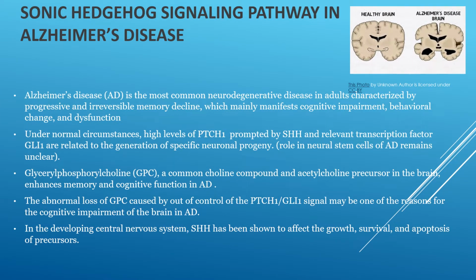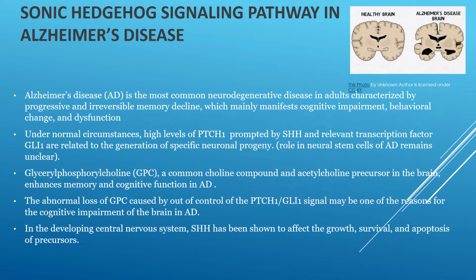One of these neurodegenerative diseases is Alzheimer's disease, which is characterized by progressive memory decline as well as cognitive impairment. Now, under normal circumstances, high levels of PTCH, which is promoted by sonic hedgehog protein and the transcription factor GLI, play a role in the neural stem cells of Alzheimer's disease. However, more evidence is needed by scientists in order to be conclusive, but there is a relationship between them.